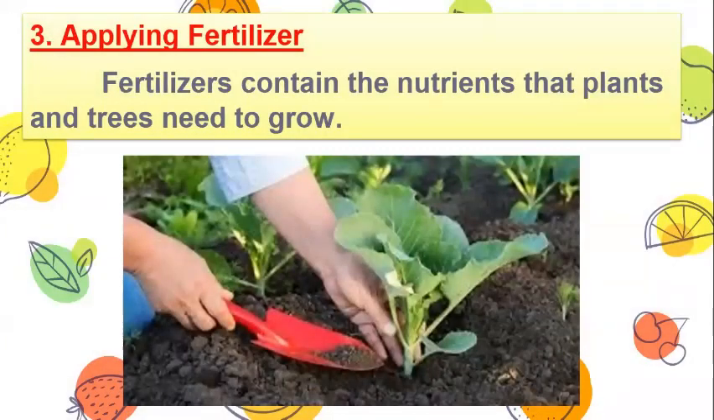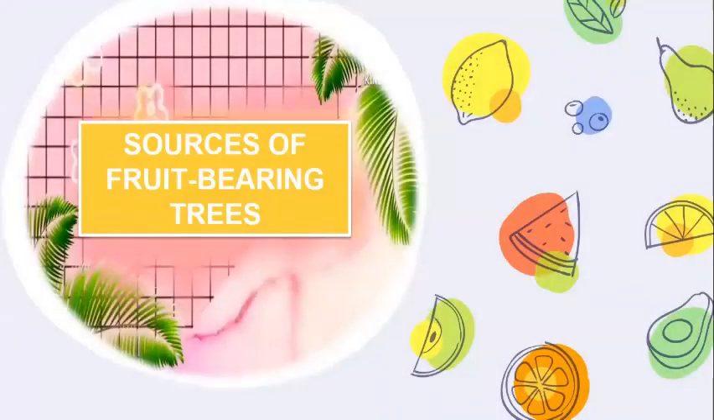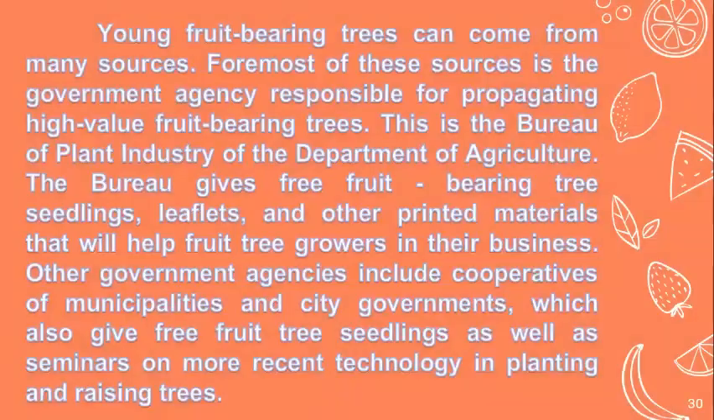And third, you have applying fertilizer, since you know that fertilizers contain the nutrients that plants and trees need to grow. So, we have here another the sources of fruit-bearing trees. Young fruit-bearing trees can come from many sources.